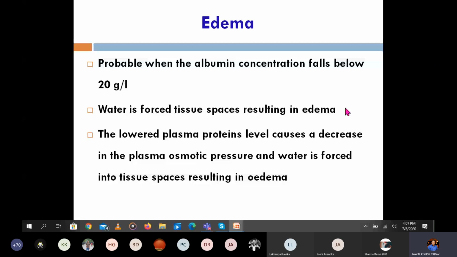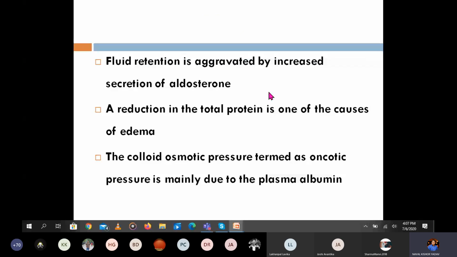Lower plasma protein levels cause a decrease in the plasma osmotic pressure. Due to that, water is forced into the tissue and leads to the edema. This is a very prominent feature you can see in patients who have a decrease in the albumin level. And this fluid retention is aggravated by the increased secretion of aldosterone. So this will also aggravate it.